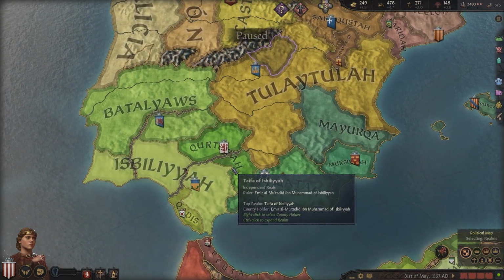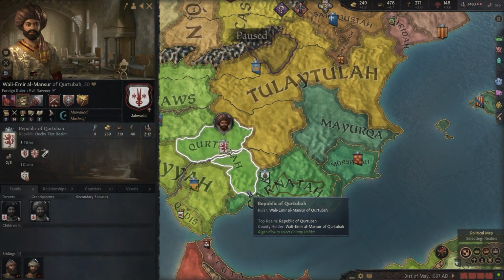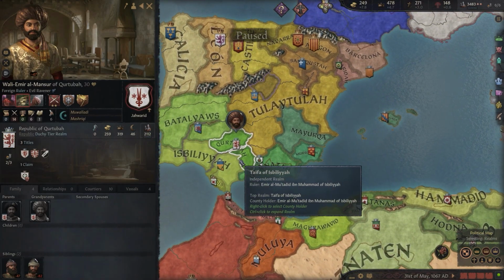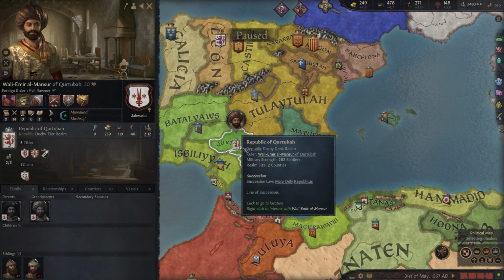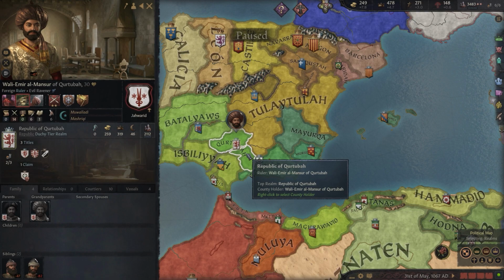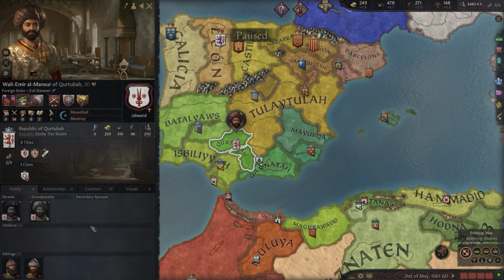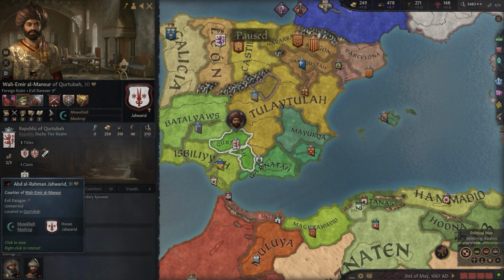Another interesting republic you can find in CK3 is Cordoba, or as it is written according to the game's culture rules in Arabic, Kurtuba. I'm so sorry about that pronunciation. It is ruled in-game by Wali Amir al-Munsur of Cordoba, who we could not identify as Cordoba's real ruler in 1066. Instead, the republic should be ruled by a bloke called Abd al-Malik.